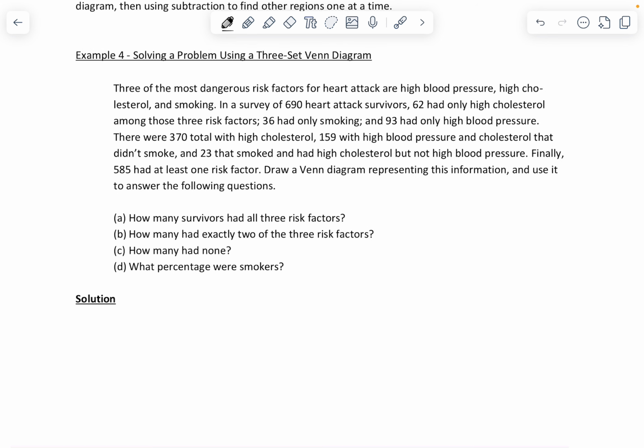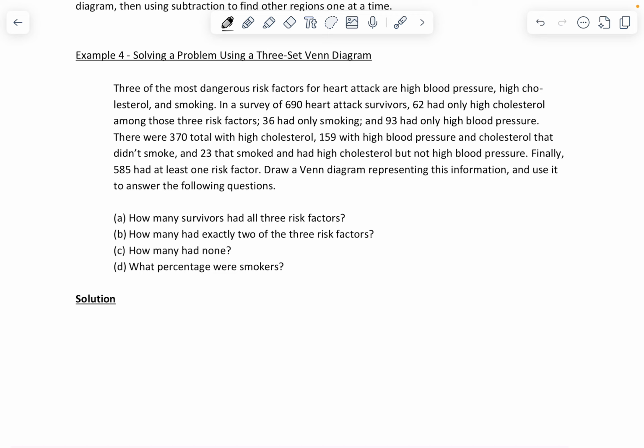3 of the most dangerous risk factors for heart attack are high blood pressure, high cholesterol, and smoking. In a survey of 690 heart attack survivors, 62 had only high cholesterol. Among those 3 risk factors, 36 had only smoking, and 93 had only high blood pressure. There were 370 total with high cholesterol, 159 with high blood pressure and cholesterol that didn't smoke, and 23 that smoked and had high cholesterol but not high blood pressure. Finally, 585 had at least one risk factor.